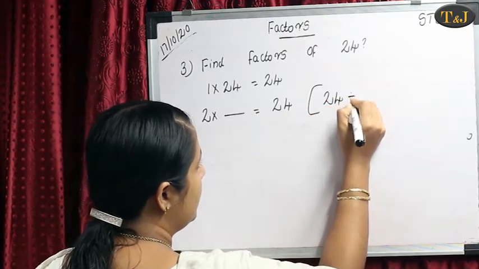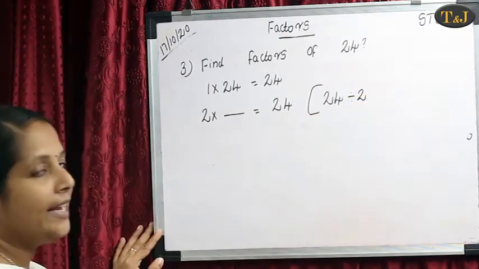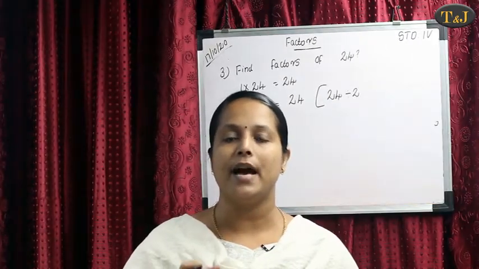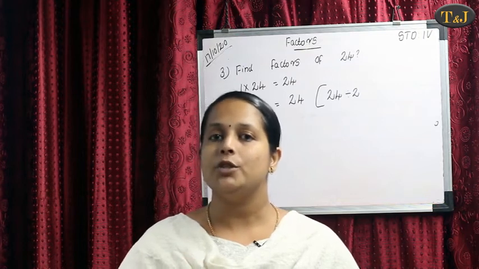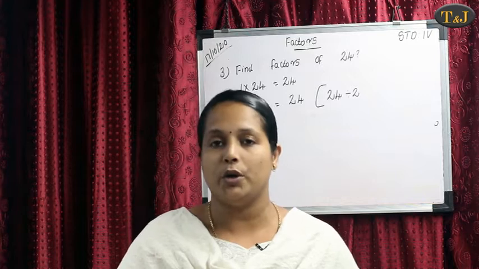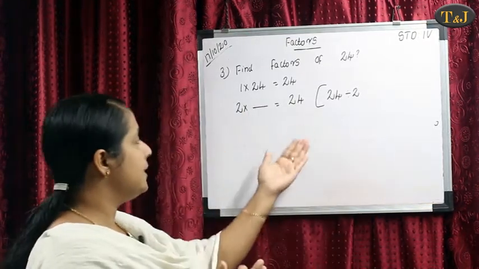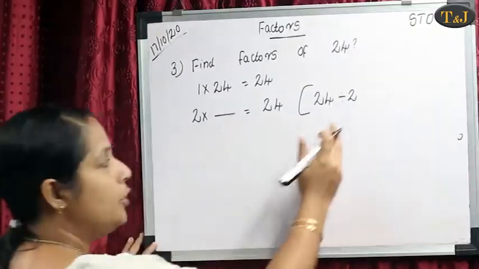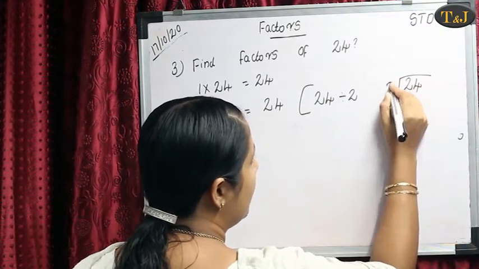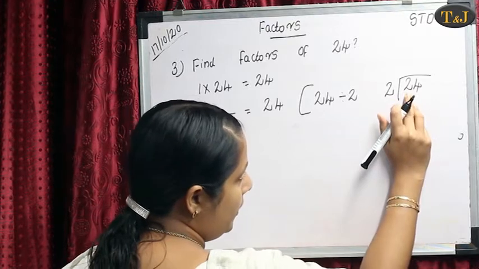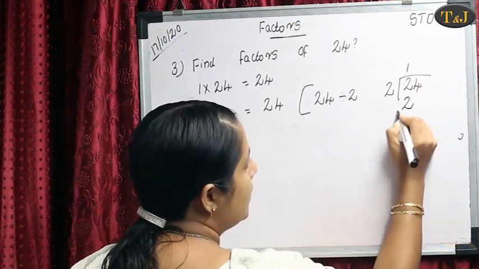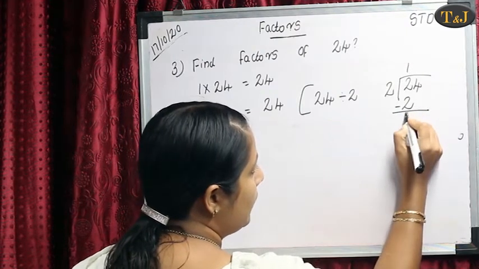24 divided by 2. Because we studied 2's table up to 10, 2 tens are 20. We do not know what 2 11's are. So that's why we select 24 divided by 2. In 2's table, how can we get the number 2? 2 1's are 2. So we write 2 1's are 2. Then 2 minus 2 equals 0.